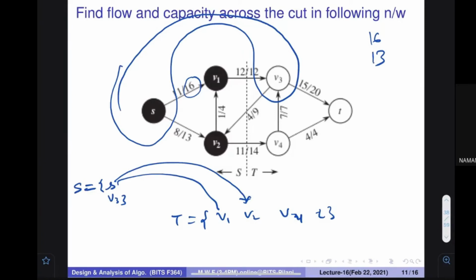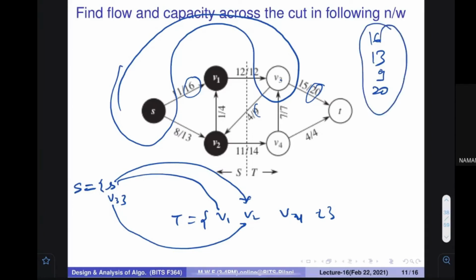But from V3, it is going to V2, V3 to V2, it is 9. So we add 9 over here. From V3, it is going to T also 20. So we also add 20 over here. Anything, can we add anything else? Am I missing anything? Because you can see that from V3, what is going out. Okay. So this is the summation of this number is going to be called what? It is capacity.